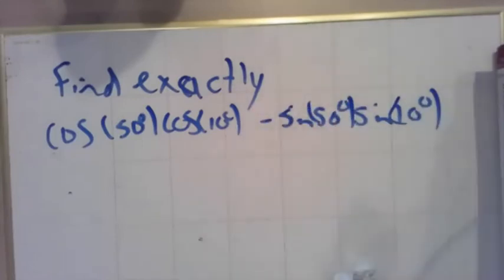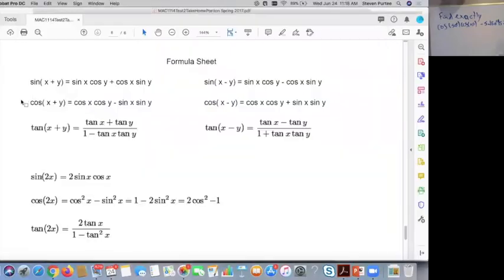I don't know cosine of 50. That's not in my unit circle. I don't know sine of 10. I don't know any of these. But I have to look at my formula sheet and see which pattern this matches. So I look through all of these formulas and see which one this matches.